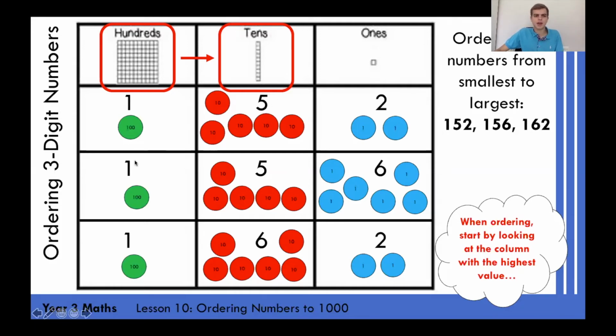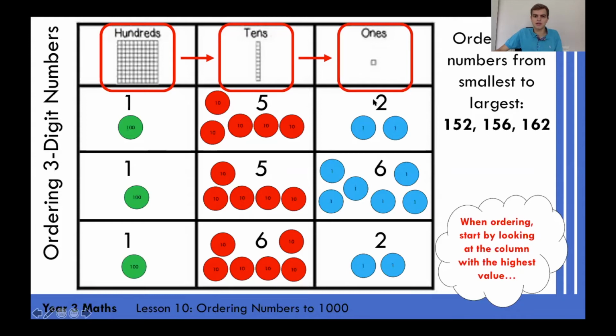So the hundreds are the same. The tens are equal, they're the same. Where do we go now? Well done, we move along to the ones. Fantastic. This number has got 2 1s. This number has got 6 1s. So which number is smallest out of these numbers?